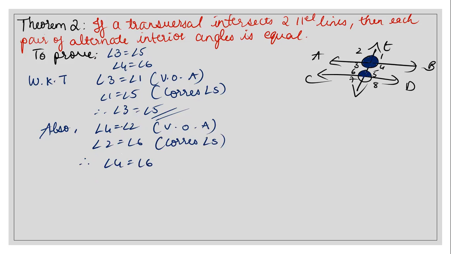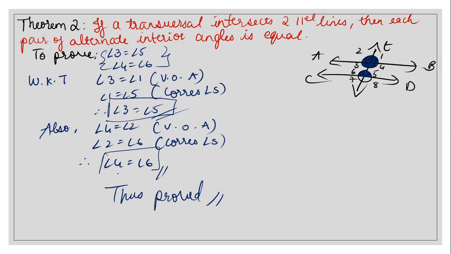So here, angle 4 is equal to angle 2. Angle 2 is equal to angle 6. We are substituting the value of 4 instead of 2. So therefore, angle 4 is equal to angle 6. Thus proved. You understood what we had to prove: angle 3 is equal to angle 5 and angle 4 is equal to angle 6. That's what we have proved here, right?